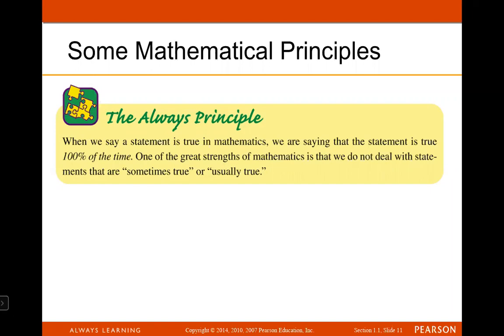So we have the always principle. When we say that a statement is true in mathematics, we are saying that the statement is true 100% of the time. One of the great strengths of mathematics is that we do not deal with statements that are sometimes true or usually true.